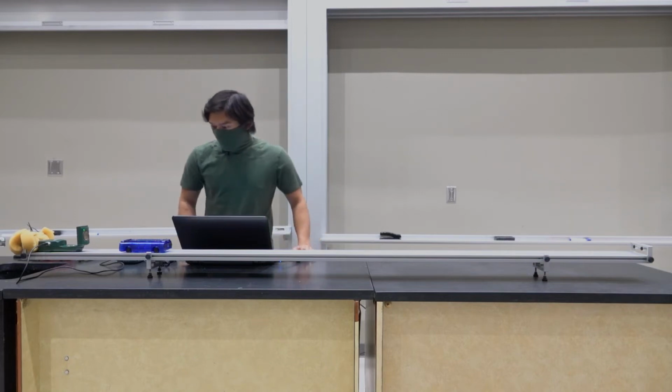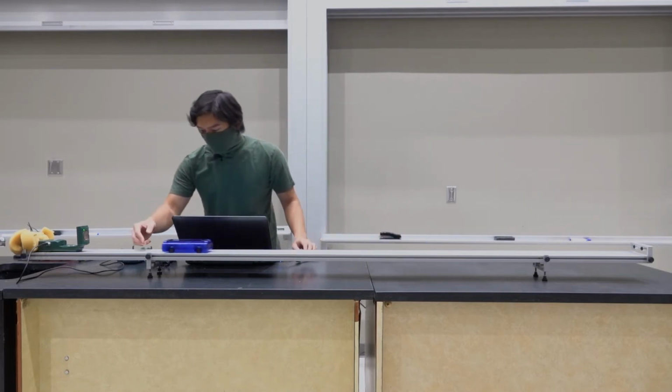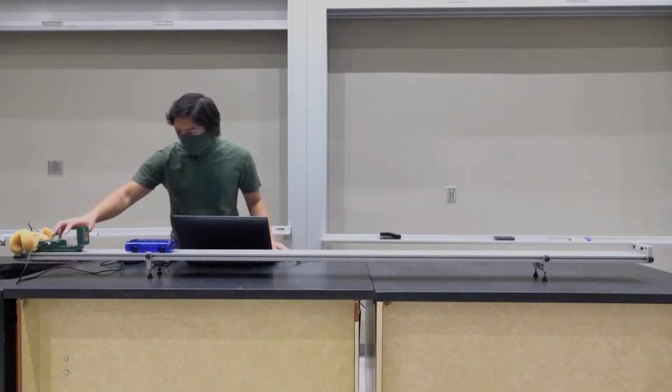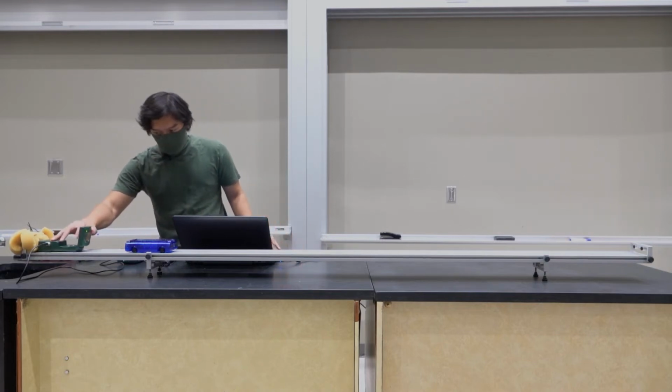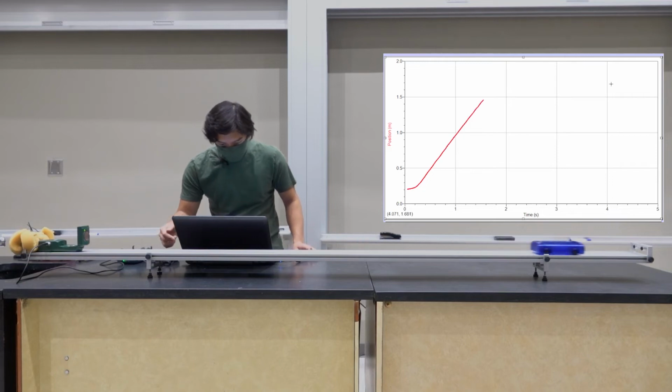And so what I have here is a cart that can move freely on this low friction track from left to right, so one dimension. It's got this motion sensor which will feed data into the computer, and this computer can computationally find, based on just the position data, what the velocity and what the acceleration of the cart are. So when I click collect here, I'm going to give this thing a good push, and we should see a nice straight line.